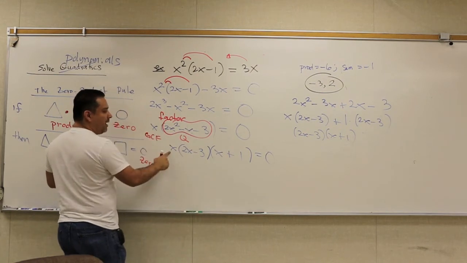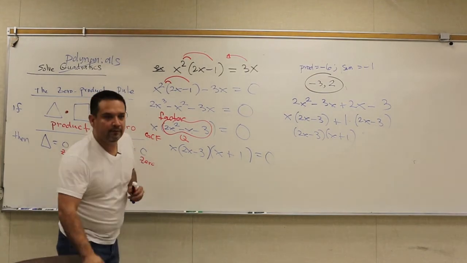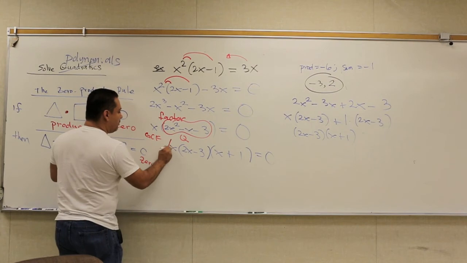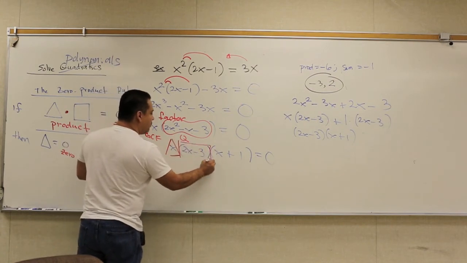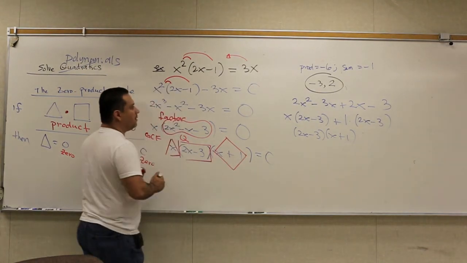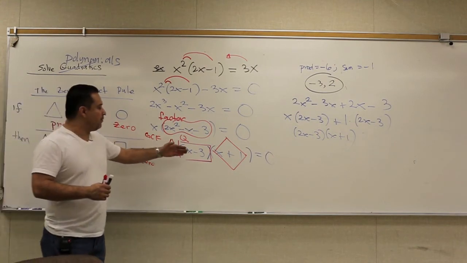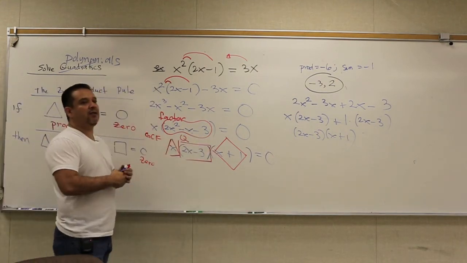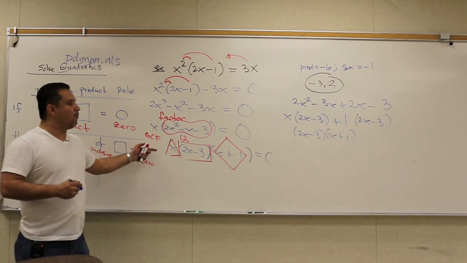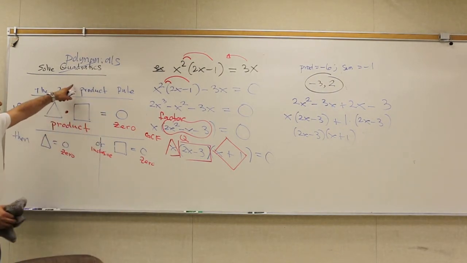So I bring down my x. Guess what? Is this a zero product rule still? How many terms do you guys have now? You have a triangle. You have a rectangle or square. I'm going to say now you have a diamond. You know what this means? If I multiply three numbers together and the answer is 0, what does that mean? One of them was 0. So this is an extension of the zero product rule.